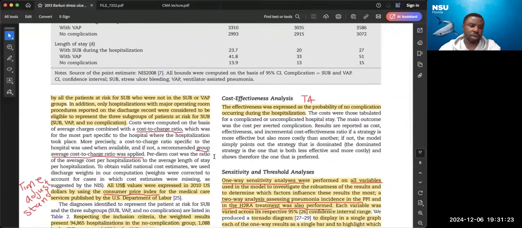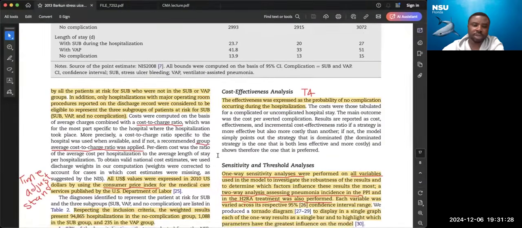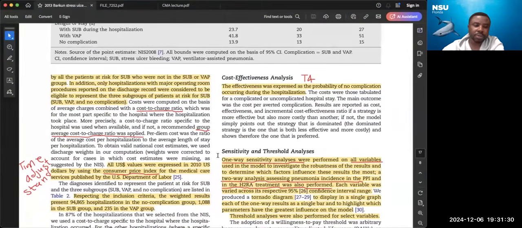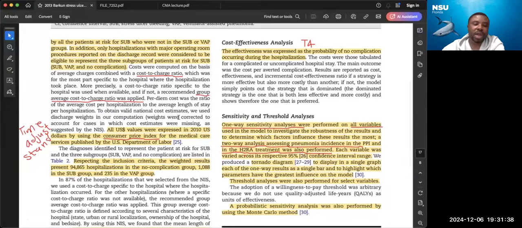So the next thing that I want to also discuss is the time adjustment. You can see from here that I've written here time adjustment. So they did time adjustment. The time adjustment they did was they used the consumer price index.